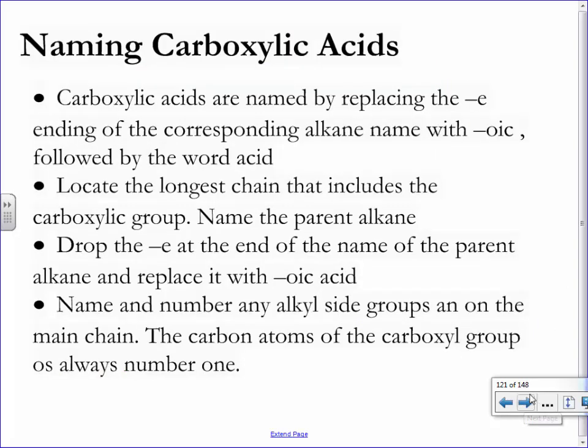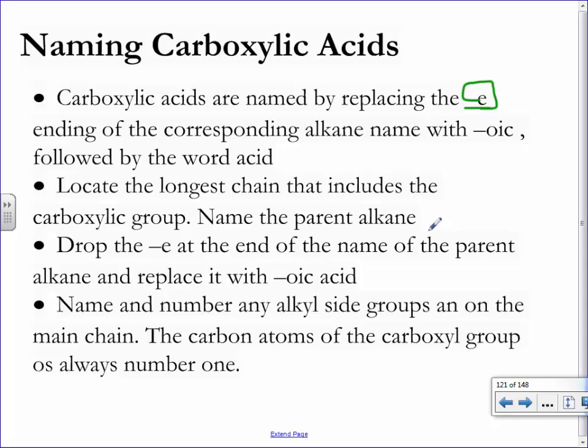Okay. Here's my slide talking about how to name carboxylic acids. All you do is drop the E off the end of the word and just call it an oic acid. So methanoic acid. Pentanoic acid. That's it. It's super easy. We good?